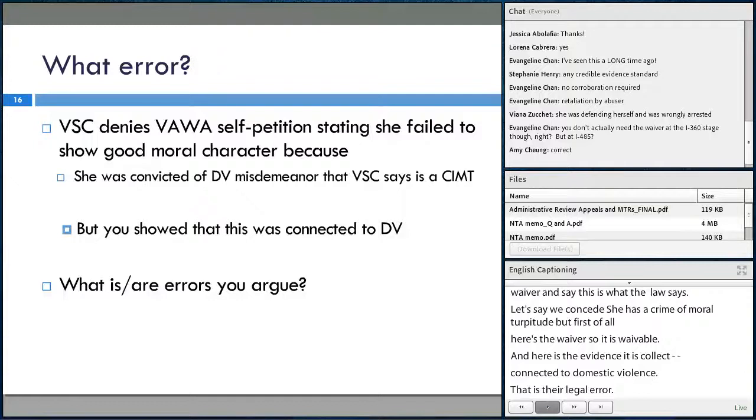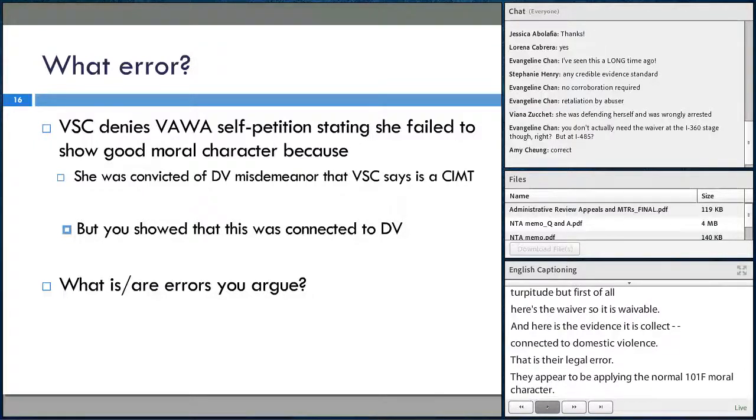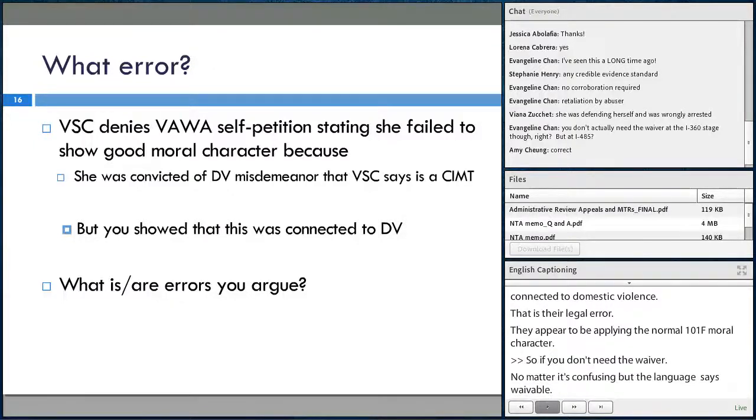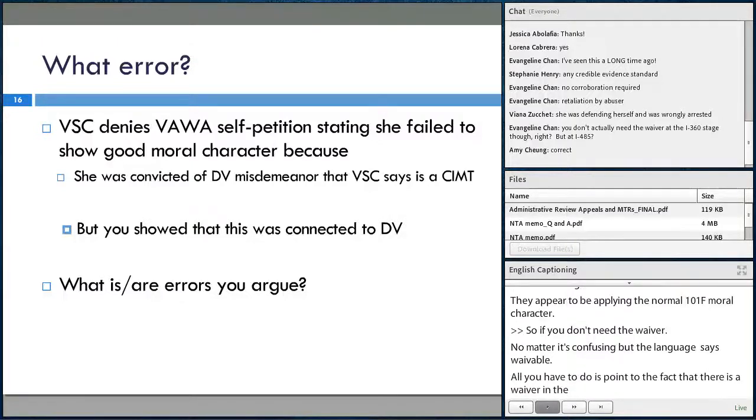Yes, right. So Evangeline asked, you don't actually need the waiver. No, which is why it is a little confusing, but the language in the statute actually says waivable, right? So all you have to do is point to the fact that there is a waiver in the statute that at the adjustment stage, if this was, say, a VAWA petition, they could use. And I suppose this is VAWA's, right? So I don't want to confuse people. Okay, so this would be an example, though.